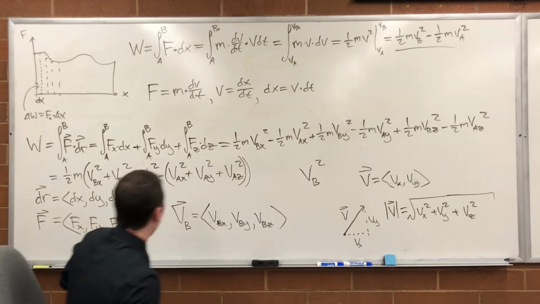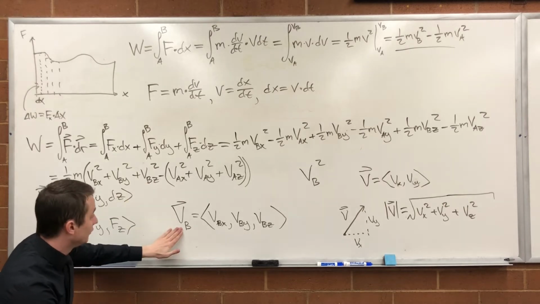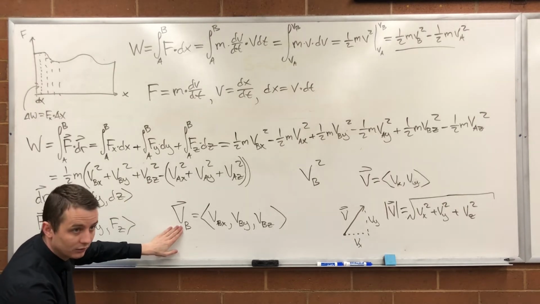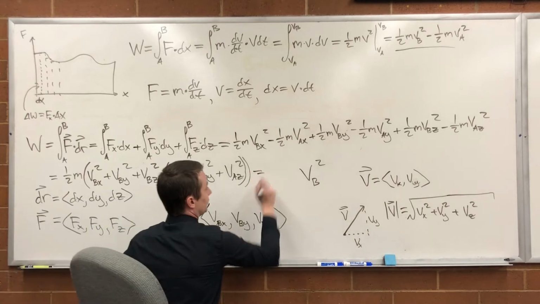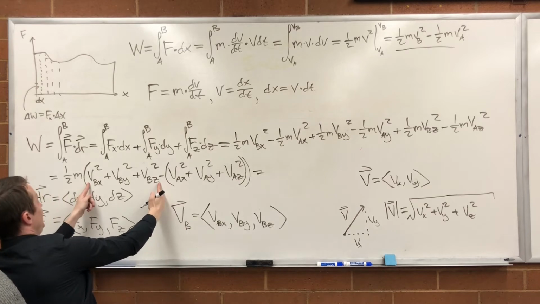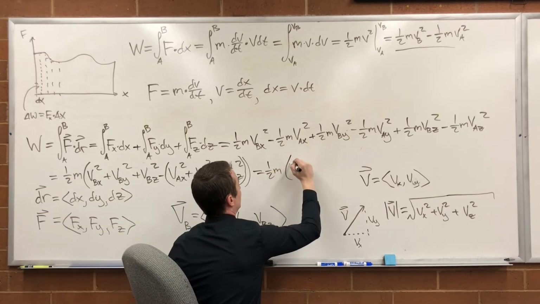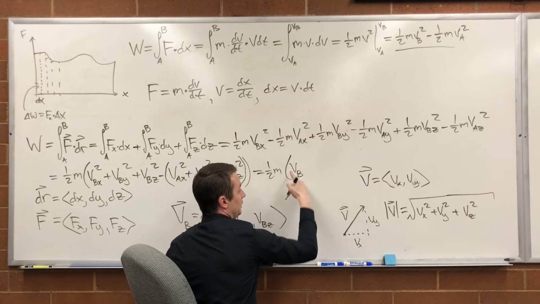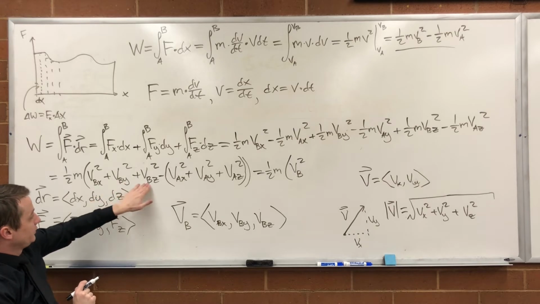Okay, I see it now. This is the magnitude of this vector squared. So this whole quantity right here, we'll keep the 1/2 m real quick, is equal to the magnitude of VB squared. That's what this plus this is equal to.